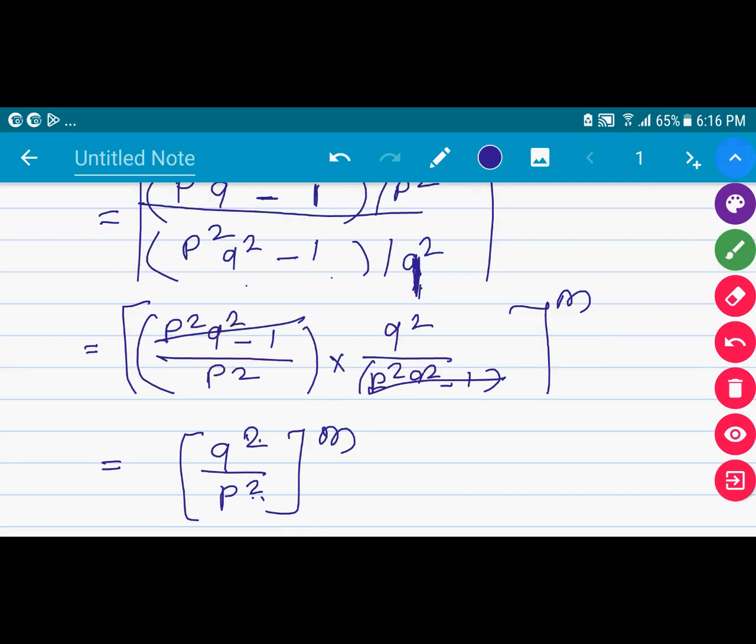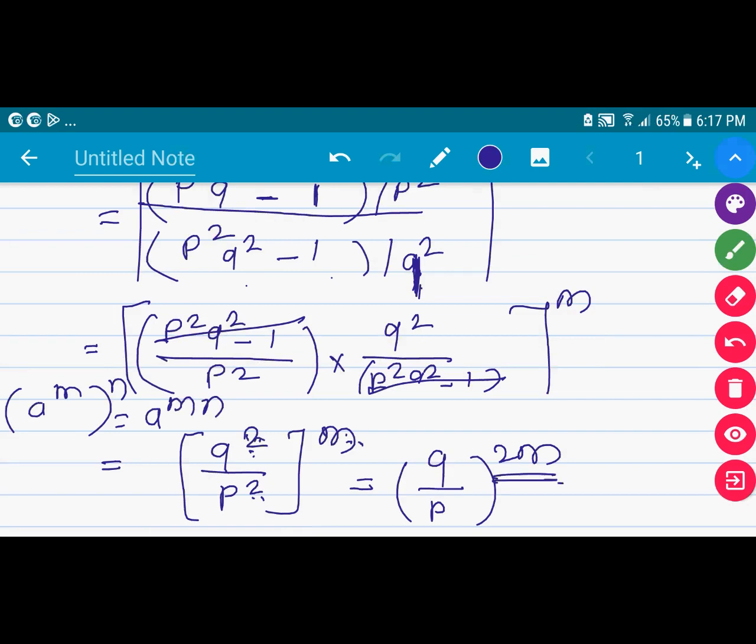Now see, exponent 2 is common here, we can take it out. So it becomes q upon p raised to 2m. 2 and m we can multiply because a raised to m raised to n is equal to a raised to mn. So 2m and q upon p. So this is our answer.